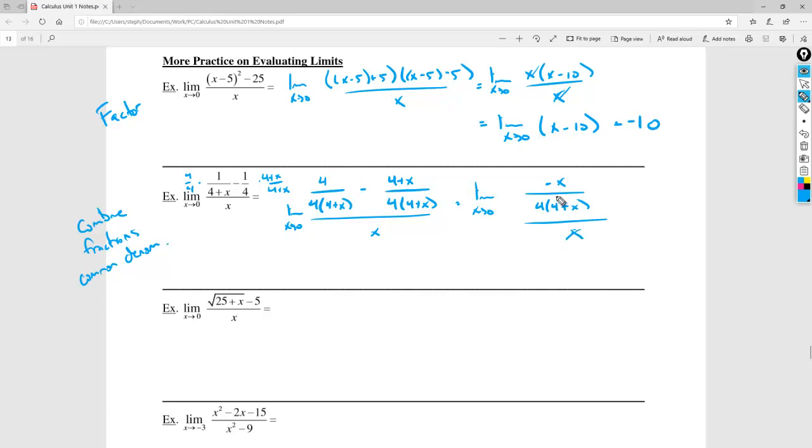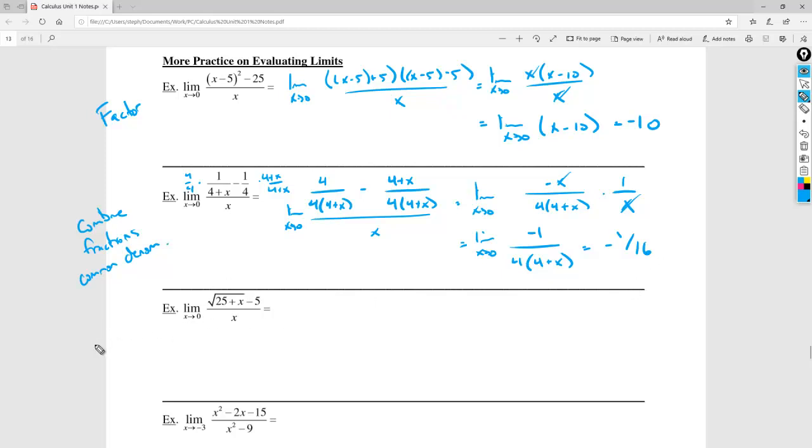These x's will cancel. Again, if you don't see that, you can rewrite this as times 1 over x. Okay, these x's will cancel. I'm left with the limit as x approaches 0 of negative 1 over 4 times (4 plus x). So plug in 0 for x, we'll end up with negative 1 over 16.